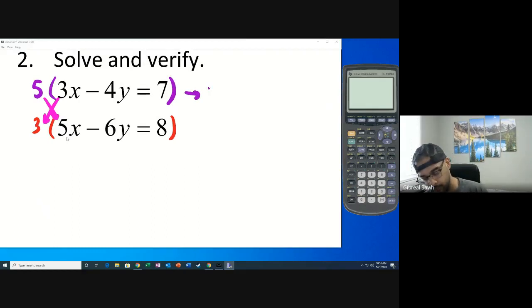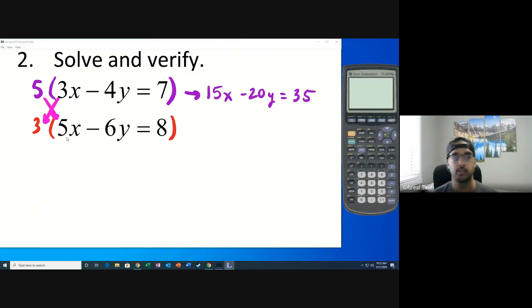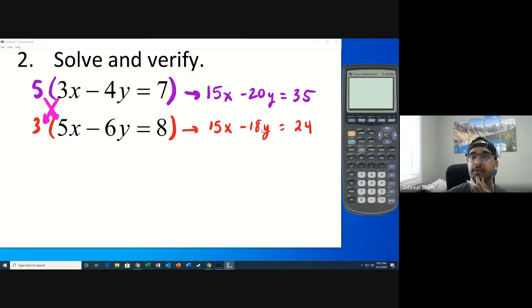So on top, I should have 15 x's, that was our goal, minus 20 y's is equal to 35. Okay, just remember that 5 has to go to each term, every single one, like the distributive property. For our second equation, we should have 15 x's. That was why we started this whole thing, to make one of them the same. Minus 18y is equal, that should be 24. Okay? So here's my two equations now. Don't really care about y, don't really care about the constant right now. All I need to make sure of is that I have my x coefficients the same, which we do.